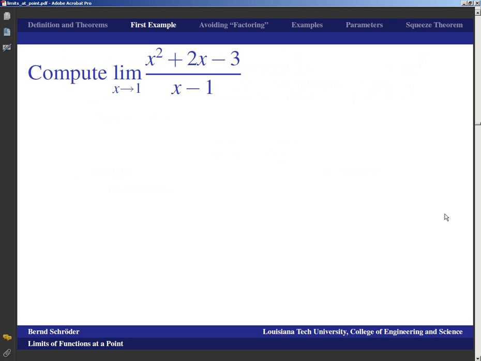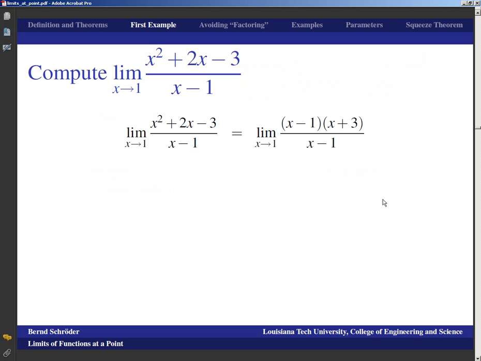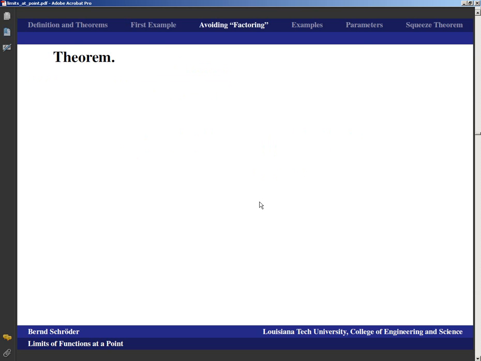Okay, so now we can actually compute that limit with algebraic methods. We take the limit as x approaches 1 of x squared plus 2x minus 3 over x minus 1. And that's the limit as x approaches 1 of x minus 1 times x plus 3 divided by x minus 1, which is the limit as x approaches 1 of x plus 3. And that's just 4, of course.